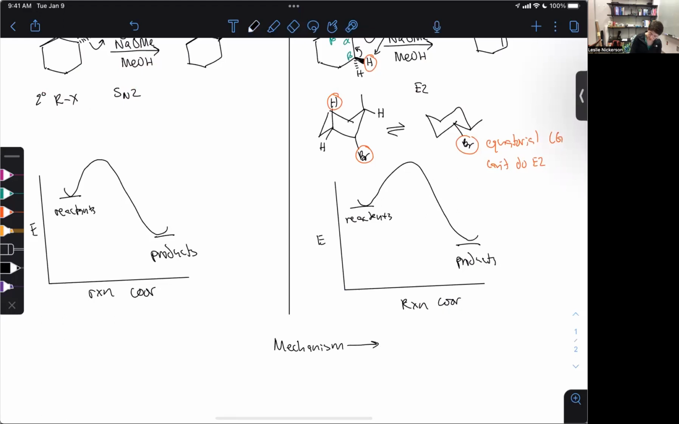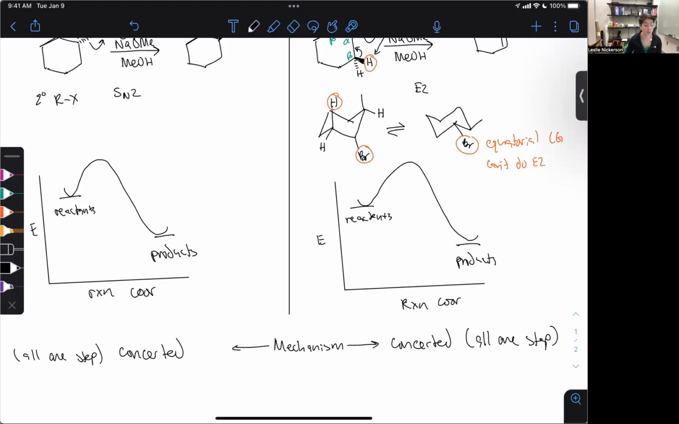They are both concerted. Okay, and concerted just means all one step. So we have our bonds forming and our bonds breaking all at the same time. All right, so that's the mechanism.